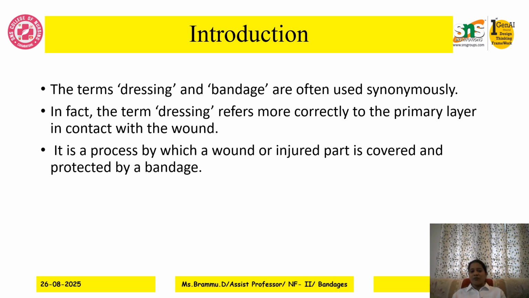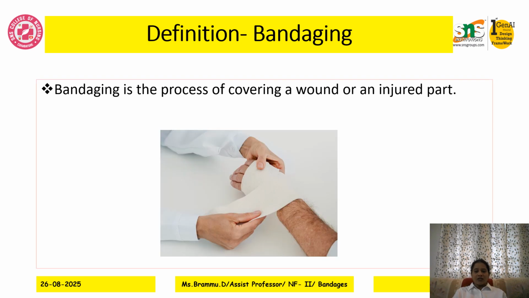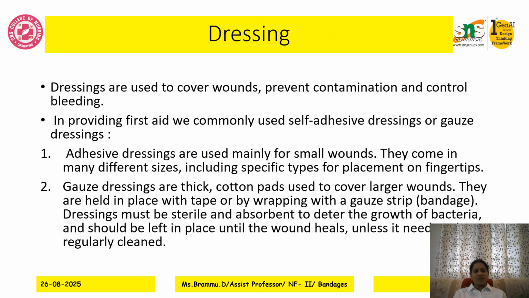So bandaging is a process by which the wound or injured part is covered and protected by a layer called a bandage. So coming to the definition of bandage, as we already saw in the introductory part, bandaging is a process of covering the wound or might be a particular injured part. As I told you, dressings are majorly going to cover the open wound, maybe to prevent the contamination as well as to control the hemorrhage. So basically, whenever we give first aid, we do the self-adhesive dressings or gauze dressings. So there are different types of dressings, as I told you.